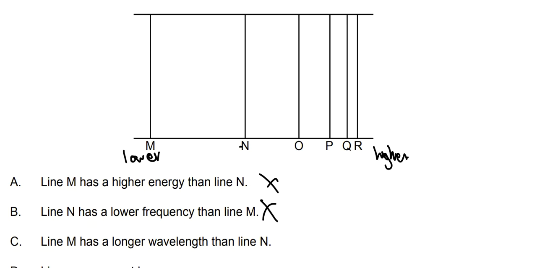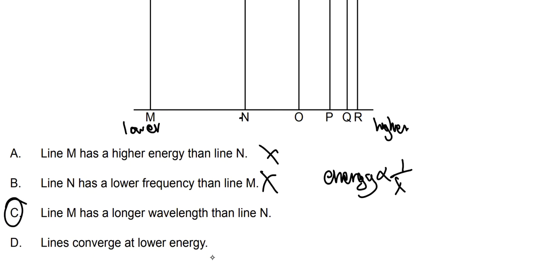And if we know one thing, it's that energy is inversely proportional to wavelength. Wavelength is lambda, right? Yeah, so that means that a higher wavelength means lower energy, and a lower wavelength means higher energy. So the lower energy here would mean there's a higher wavelength in M than N. So C would be our answer. And also D literally does not make sense because the lines, we know by definition, converge at higher energy.